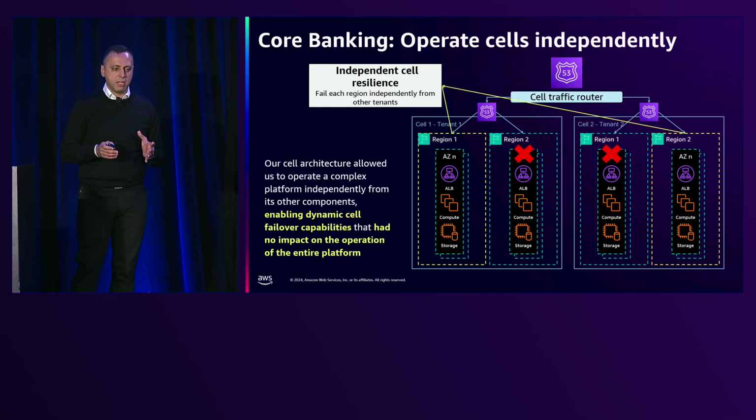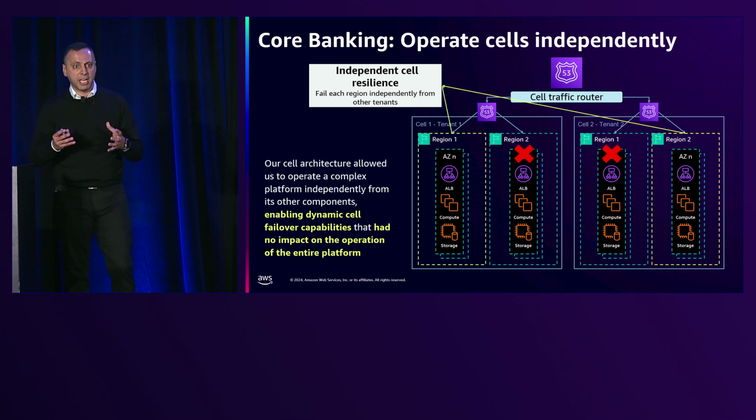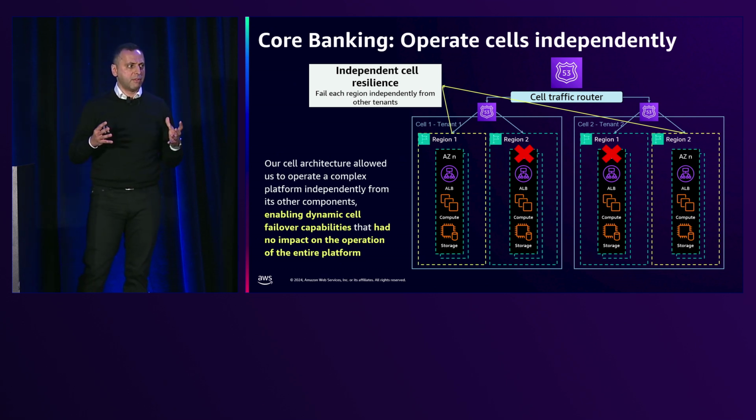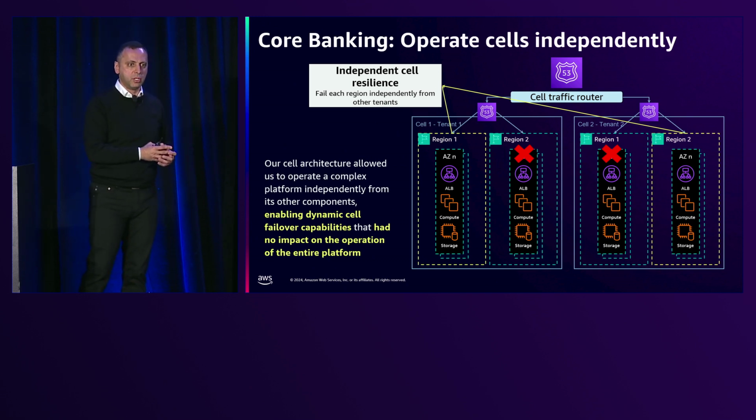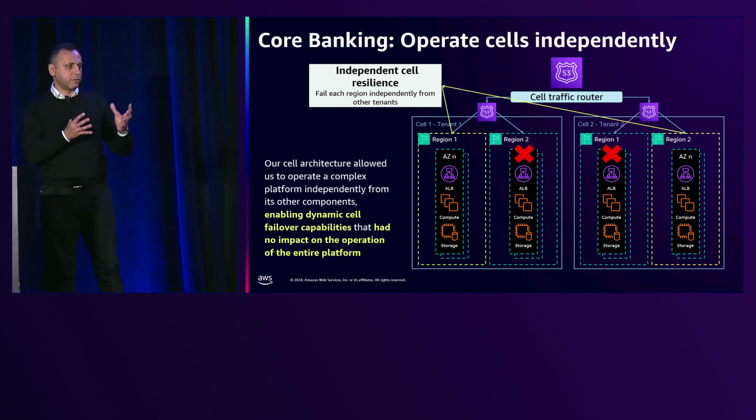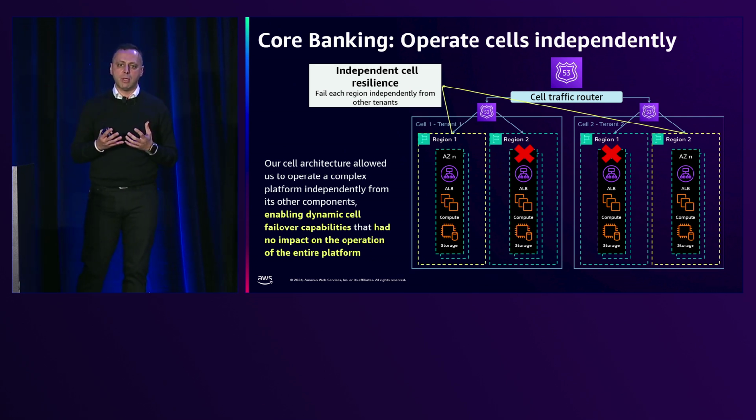Another key benefit is operating cells independently. And this one is an interesting one. When we think about failover for applications or large platforms, we think of it as a one-thing entity, meaning that we failed in this region, we take the entire application, move it to the second region, or not move it physically, but shifting the traffic to another region. And we handle that with that approach.